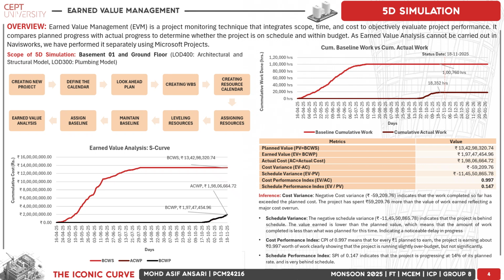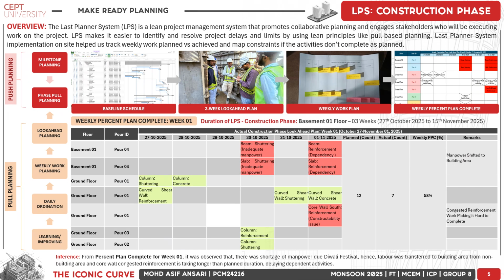With a cost performance index of 0.997, the project is slightly over budget, and a schedule performance index of 0.147 indicates only 14% progress of the planned rate, showing significant schedule delays. As there is no inbuilt technique for earned value management in Navisworks, we performed the earned value management using Microsoft Project. Moving on to implementation of the last planner system in the construction phase.